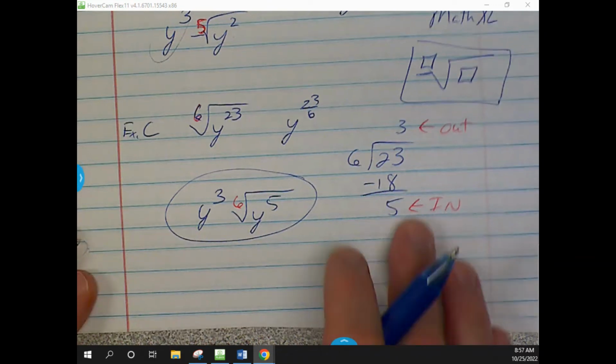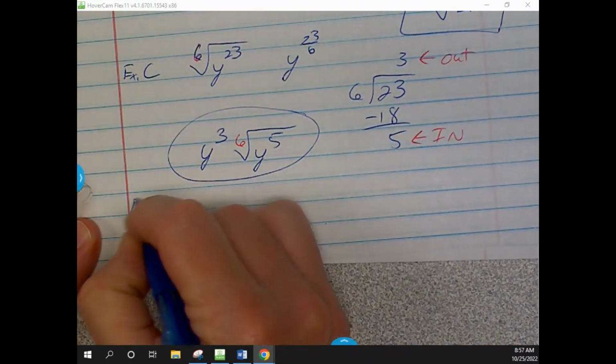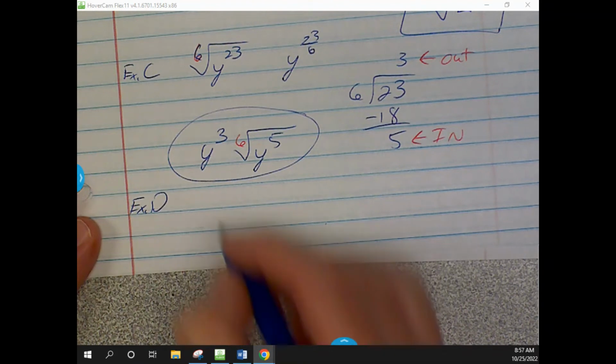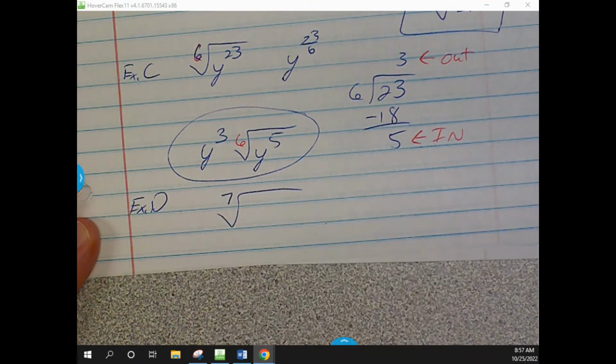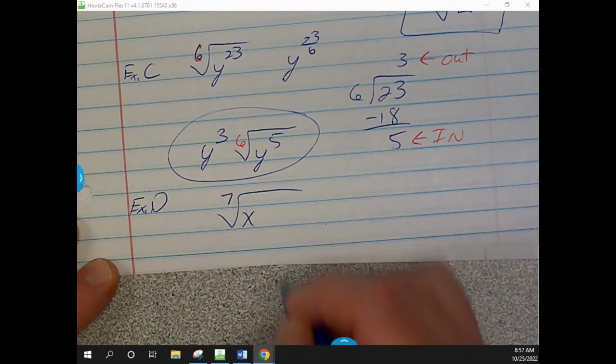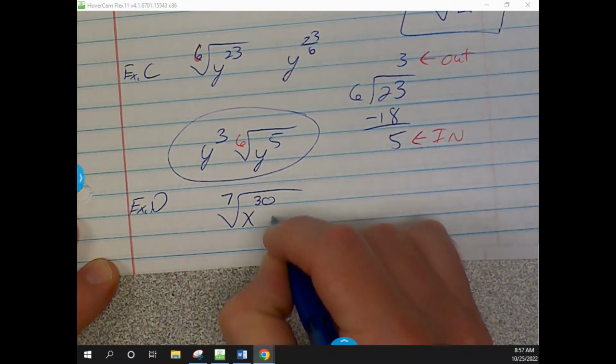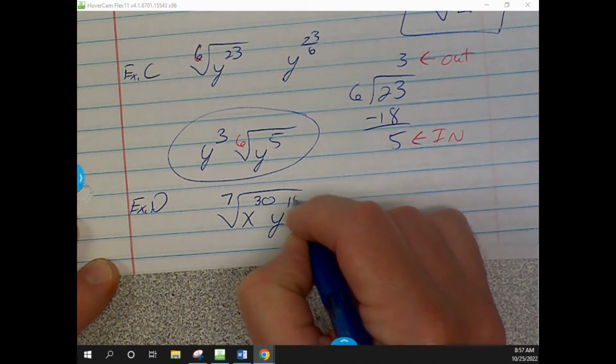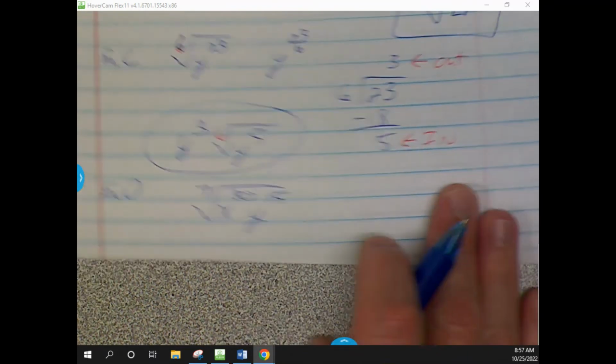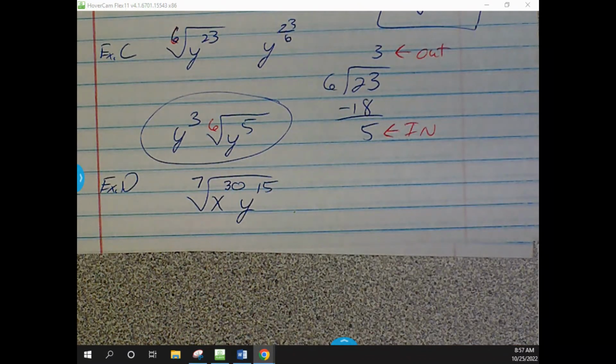All right. How about one more by yourself? Let's go with the 7th root of. You want to do 2 variables or just 1? Let's try 2. Okay. Let's go with x to the 30th and y to the 15th. Okay, so two variables. Basically, it's like a two-part answer. You do the x part, and then you do the y part, and then you put them back together.